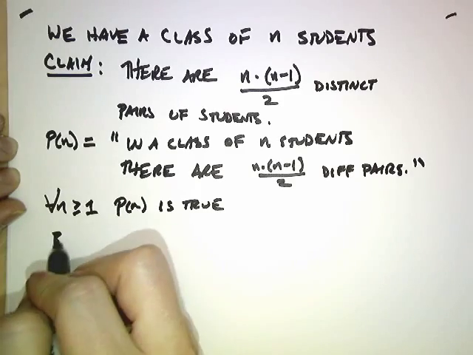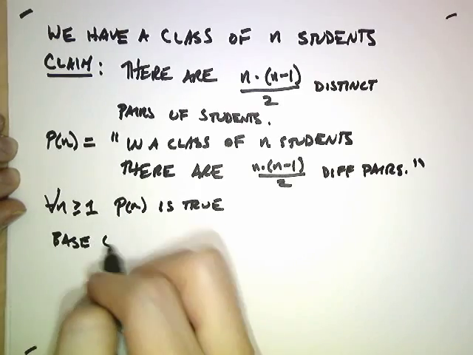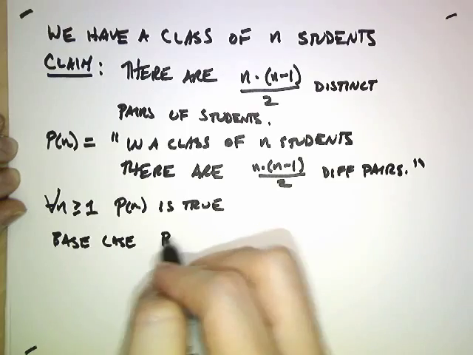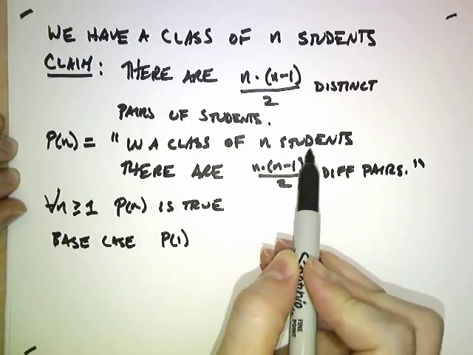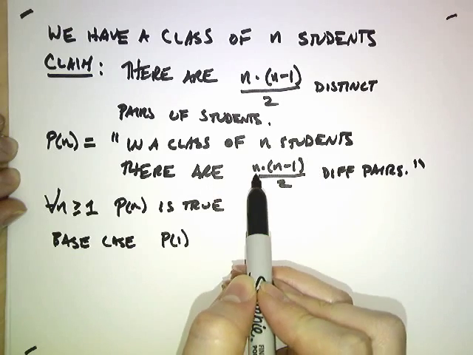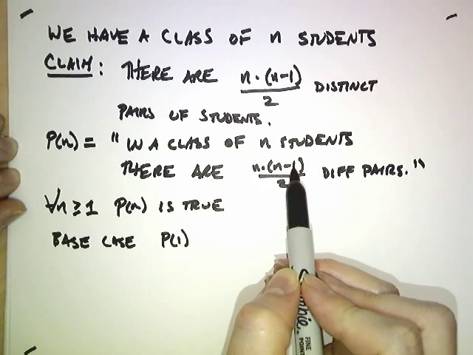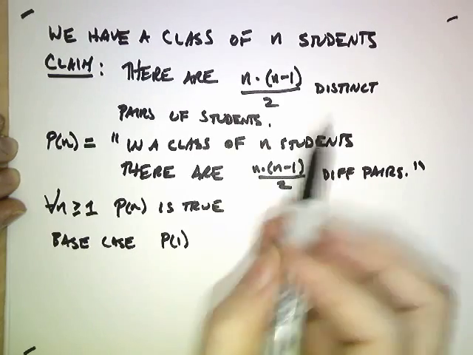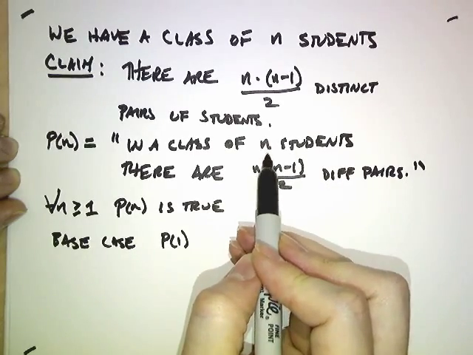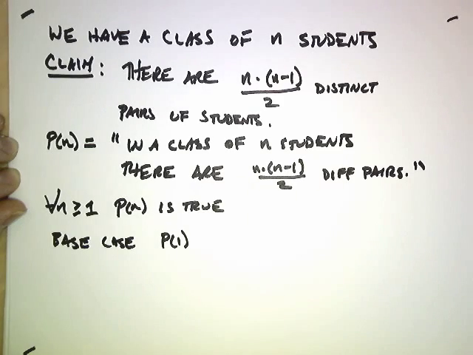And what's the base case? Well, it's P of 1. What is P of 1? P of 1 is in a class of one student, there are 1 times 1 minus 1, which is 0, over 2 different pairs. So in a class of one student, there are 0 different pairs. That makes sense. If there's only one student, then there are 0 pairs of students because there's only one student.